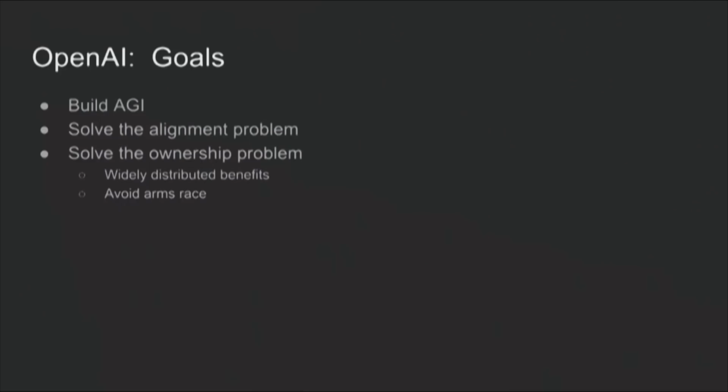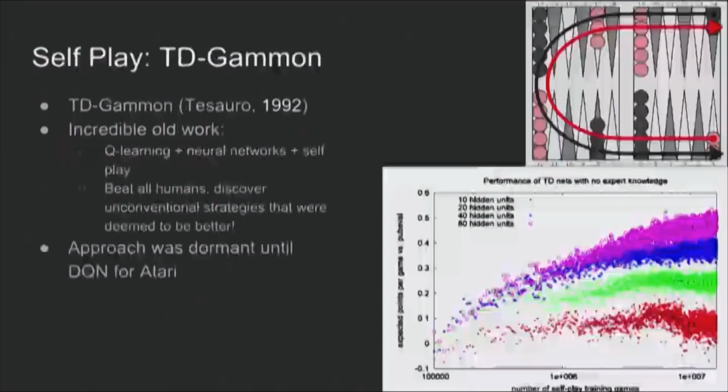Before we begin diving into the technical content, I just want to remind you a little bit about what it is that we're trying to do with OpenAI. We want to build AGI, we want to solve the alignment problem, and also, one way to articulate it is solve the ownership problem. We want the benefits to be widely distributed and an arms race of AGI to be avoided. So now, let's begin with a review.